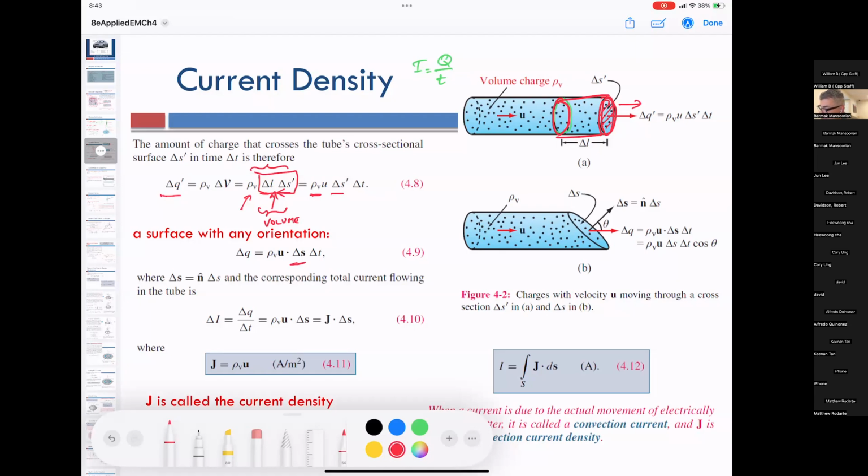Now, one thing you can't do though, and this is what this drawing is supposed to show, is let's say I have a current density going through this wire.